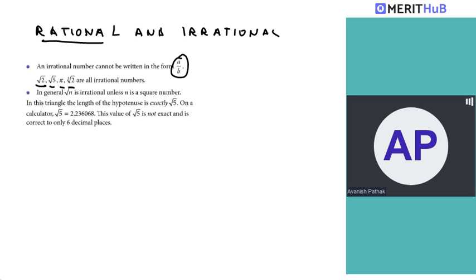In general, root n is irrational unless n is a square number. For example, suppose I have a right angle triangle like this where I have 1 and 2. If I want to find the hypotenuse using Pythagoras theorem, that's root 5. So root 5 is an irrational number, as it cannot be expressed in the form a by b where a and b are both integers. So that's the form of rational and irrational numbers.